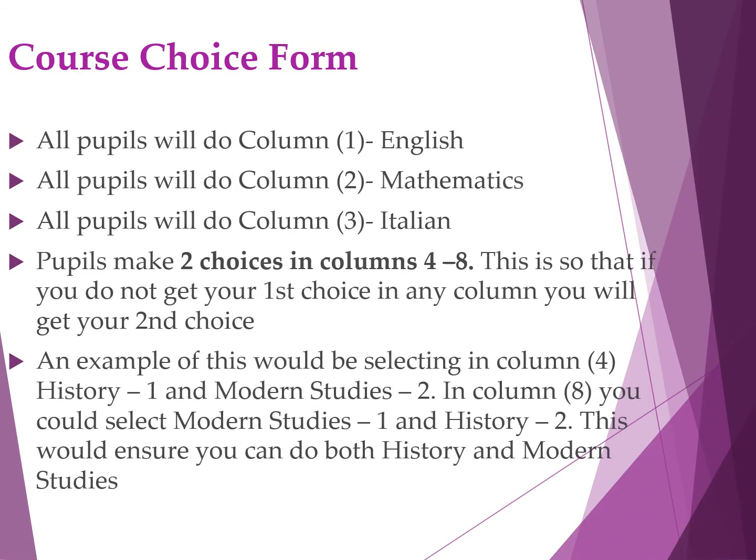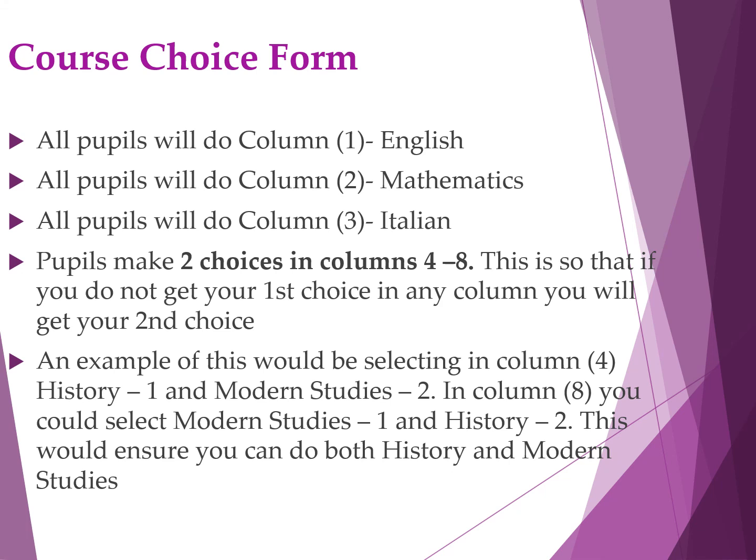All pupils will take English in column 1, mathematics in column 2, and Italian in column 3. Pupils will make 2 choices in each of the remaining columns, 4 to 8. You must make 2 choices in these columns so that if you do not get your first choice in any column, you will be able to get your second choice.